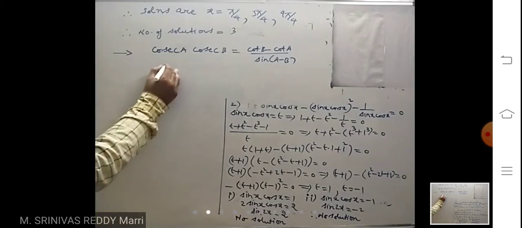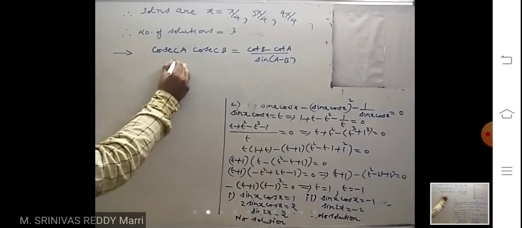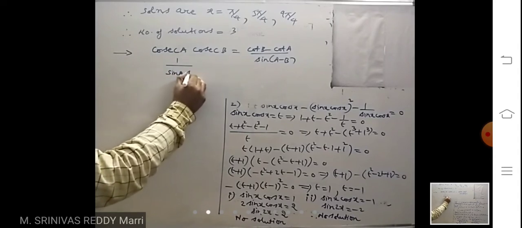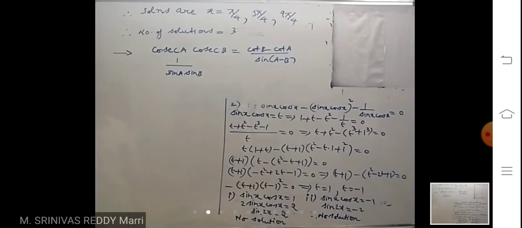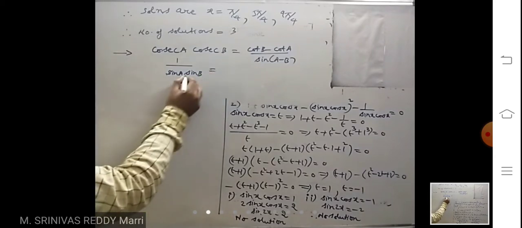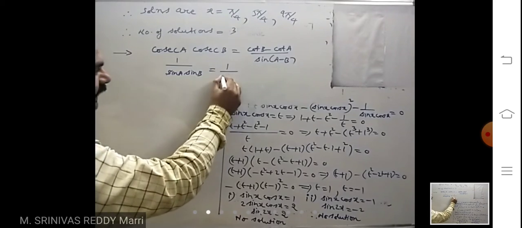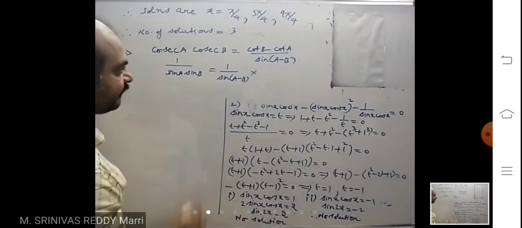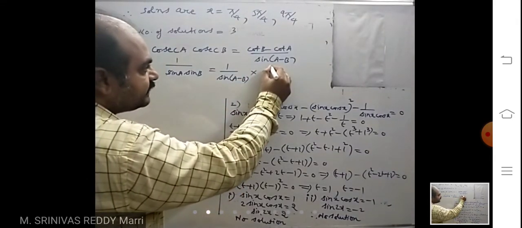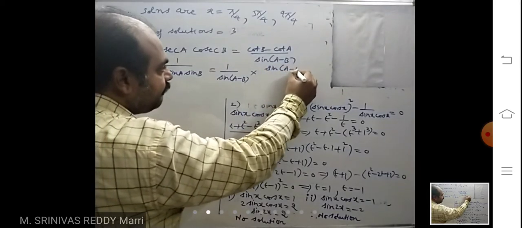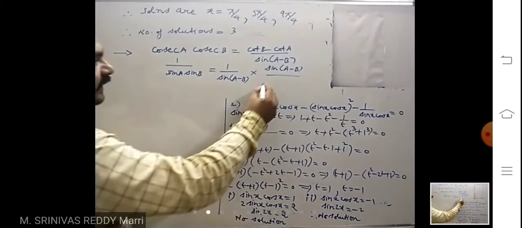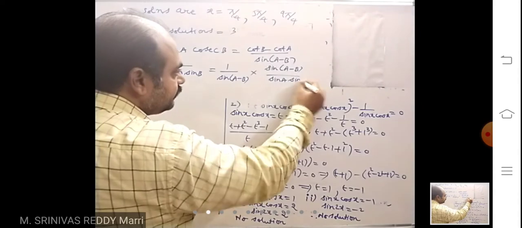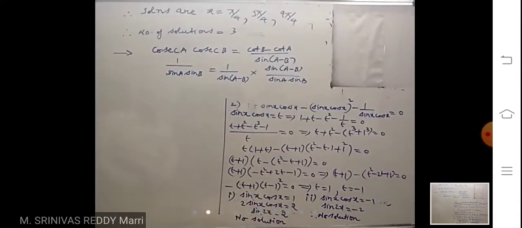Look at how. What we will do is, this is nothing but 1 by sine A into sine B. So here two angles are there. What you have to do is multiply and divide with the sine of the difference of angles. That means I am multiplying and dividing with sine of A minus B.